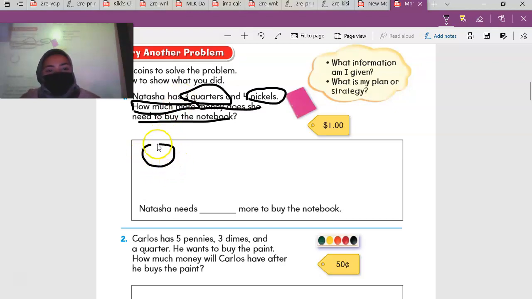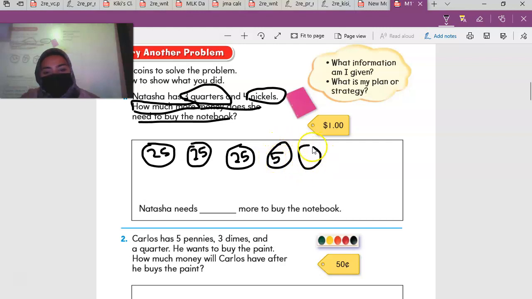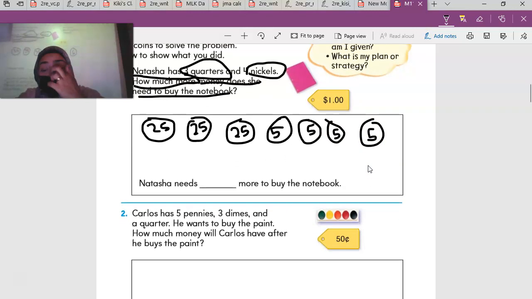So I have 3 quarters. Here's 1, 2, 3. And then I'm going to draw 4 nickels. And each nickel is worth how much? 5 cents. So that's 1, 2, 3, 4. Am I done? Really?